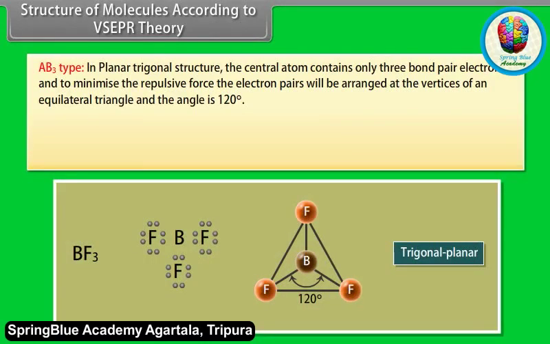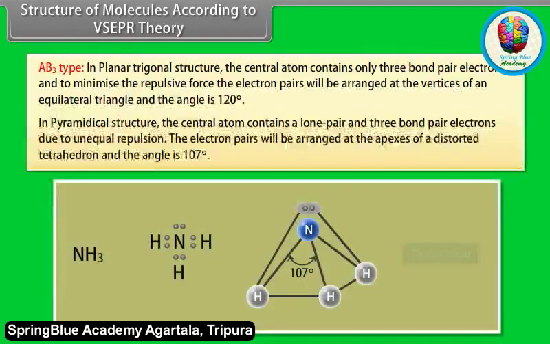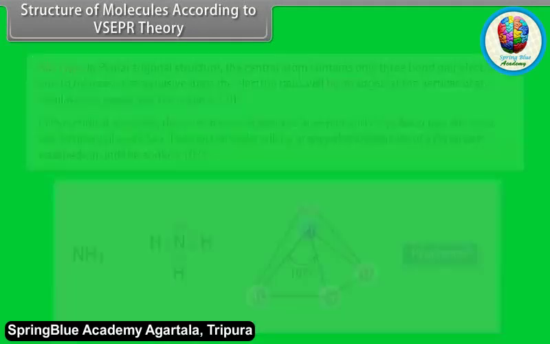AB3 type. In planar trigonal structure, the central atom contains only three bond pair electrons, and to minimize the repulsive force, the electron pairs will be arranged at vertices of an equilateral triangle, and the angle is 120 degree. In pyramidical structure, the central atom contains a lone pair and three bond pair electrons. Due to unequal repulsion, the electron pairs will be arranged at the apexes of a distorted tetrahedron and the angle is 107 degree.